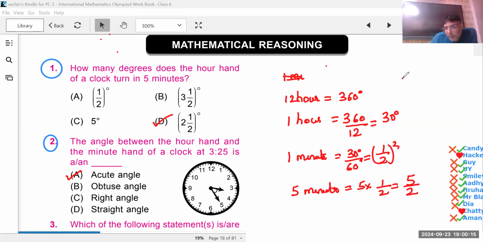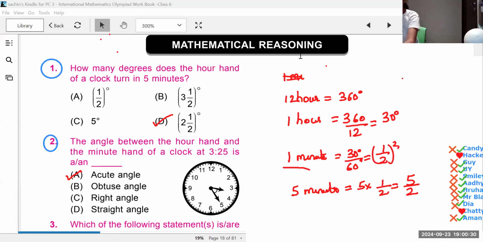So Candy, Kai, UI, Smiley, Adya, Ruhan, Mr. Ba, Dia, and Aman, understood, not understood? And guys, you remember this: in 1 minute our hour hand goes half a degree.